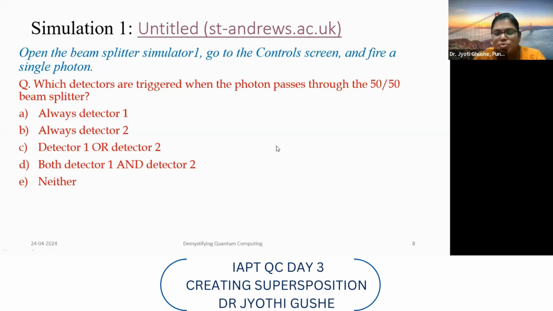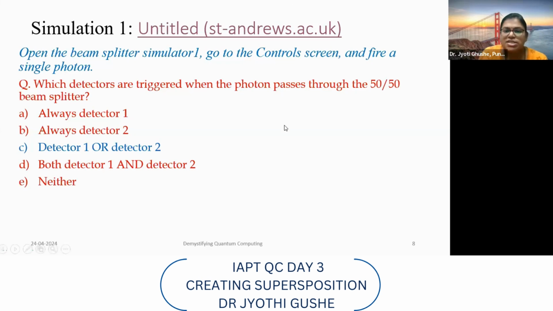Yes, my audience is smart enough. They have observed the simulation very nicely and they could answer that yes, detector 1 or detector 2. The photon was sometimes collected in detector 1 or detector 2. Thank you so much for such a quick response. Let us move ahead and see the second question.